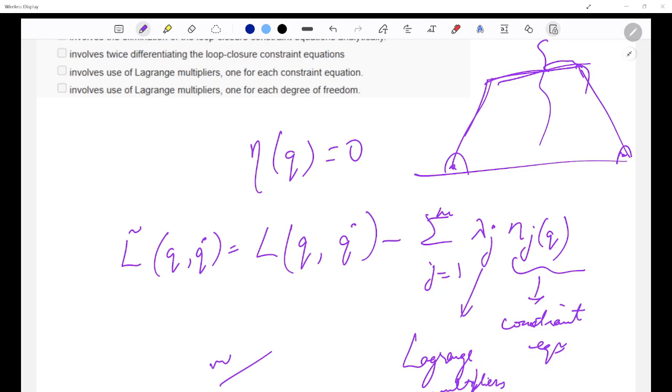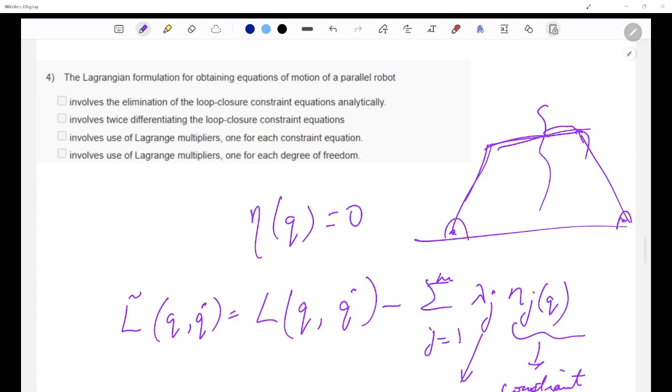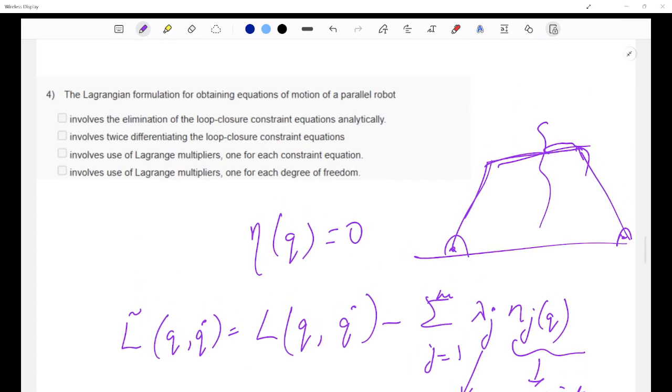Now, let's go option by option. The first option: it involves the elimination of the loop closure constraint equation analytically. Incorrect. In theory, you could eliminate constraints by solving them analytically, but in robot dynamics, this becomes extremely complicated. Instead, the standard method is to retain the constraints and introduce Lagrange's multipliers. Thus, this option is not the typical formulation used.